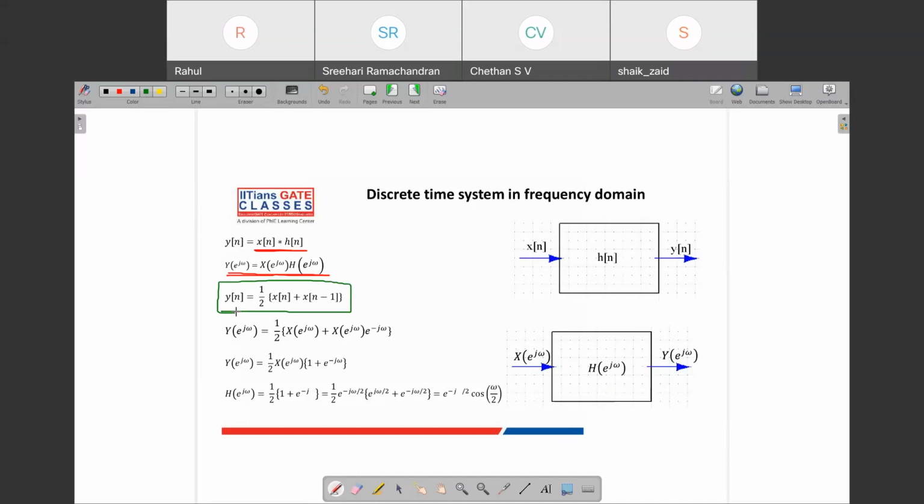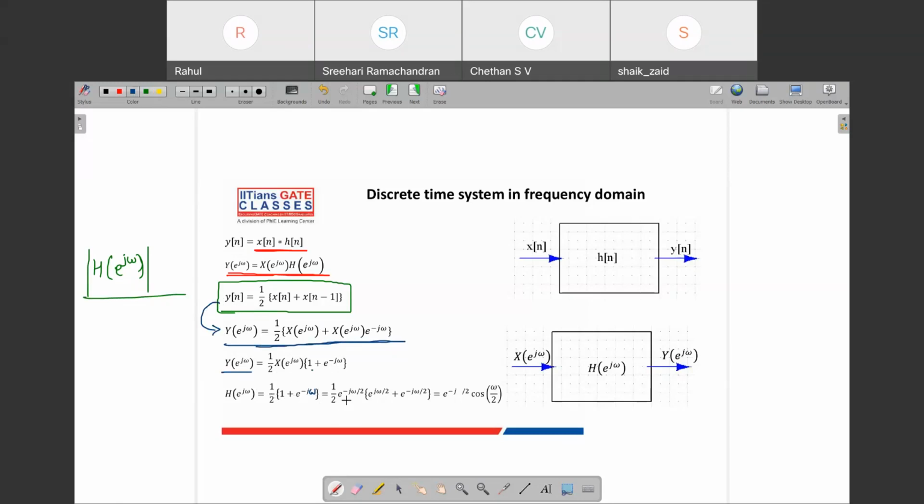Okay. Now to find out what kind of filter it is, whether it's a low pass, high pass or band reject, we need to find out what is H of e to the power j omega. And after finding H of e to the power j omega, we will plot the magnitude and see how it looks. So to find H of e to the power j omega, we will take the DTFT on both sides. And after taking the DTFT, you can calculate Y of e to the power j omega divided by X of e to the power j omega, and you will get 1 by 2 times (1 plus e to the power minus j omega).